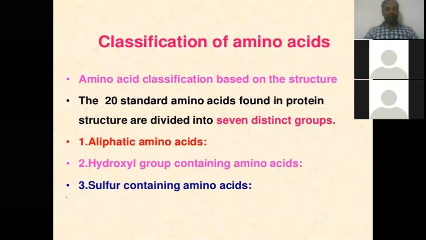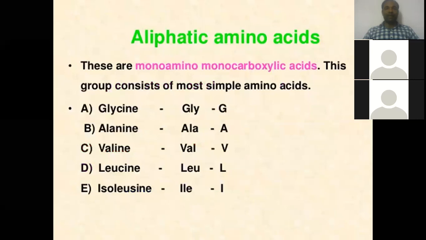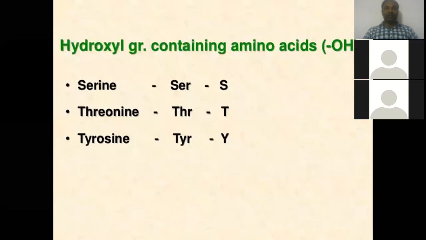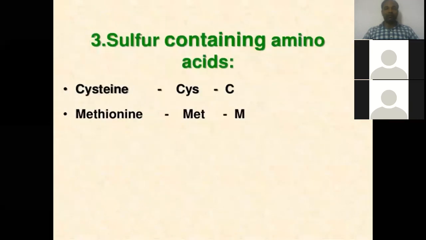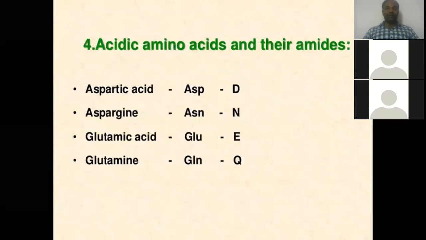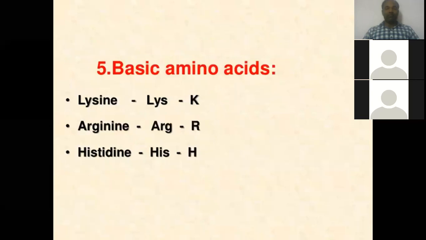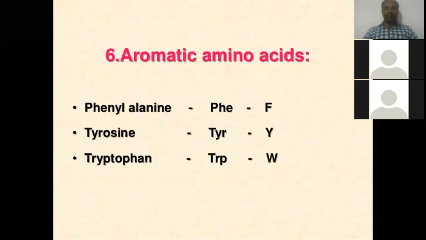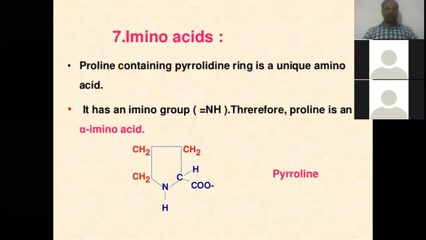The 7 groups are: the first one, aliphatic amino acids; second, hydroxyl group containing amino acids; third, sulfur containing amino acids; fourth, acidic amino acids and their amides; fifth, basic amino acids; sixth, aromatic amino acids; seventh, the imino acids. And we have also seen examples of these.